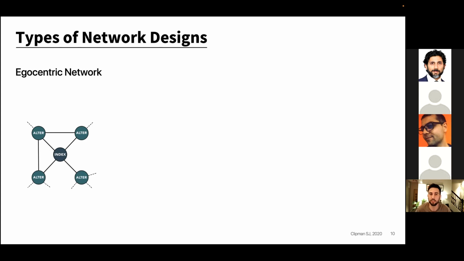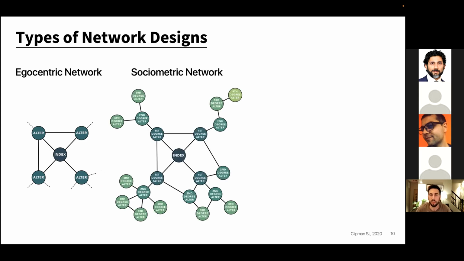And we also have potential missing relationships, that is the sexual or injection partners of those alters, because we don't recruit them into the study. And those are represented by these dashed lines here in the figure. A sociometric design, on the other hand, extends out to indirect contacts of the index. So for example, we recruit the index's contacts, the first degree alters, into the study, and then those alters, and those alters, and so on. So second, third, and fourth degree contacts of that initial index are recruited into the study.